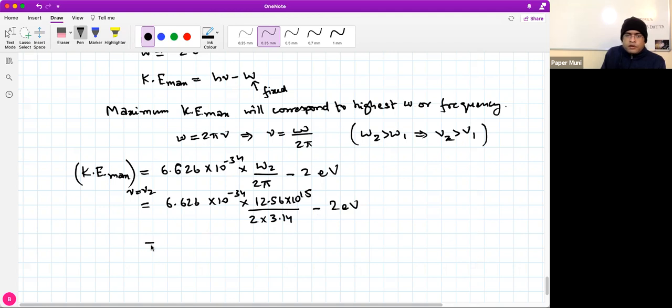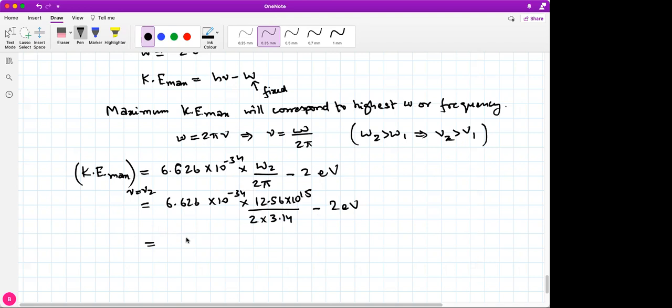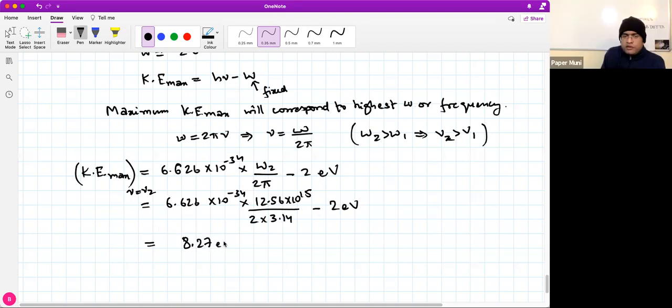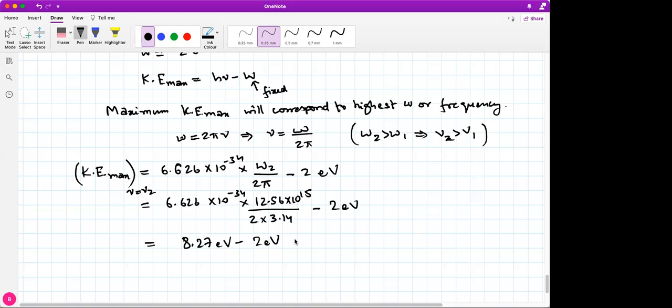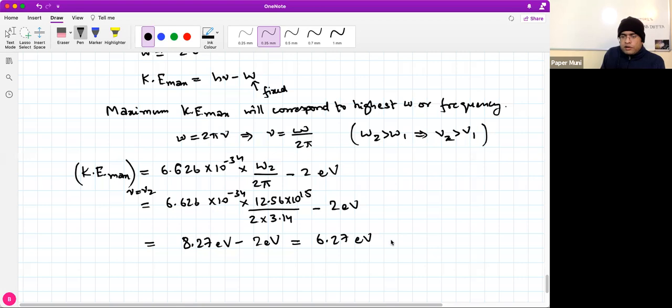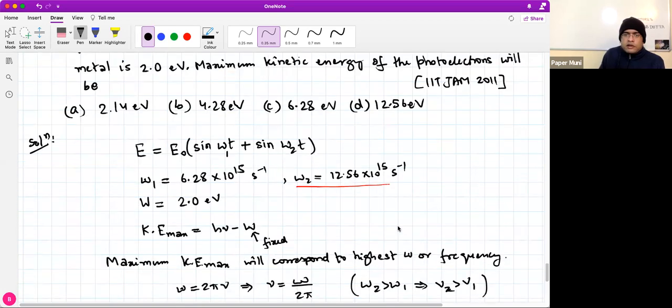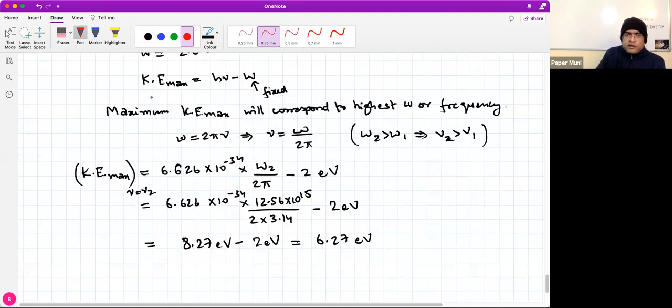If you solve this whole thing and put it into eV, I already have the answer here. You have to change everything to eV. That will come out to be 8.27 eV minus 2 eV, which gives 6.27 eV. So this is around 6.28. This is the answer to this question. Option C is correct.